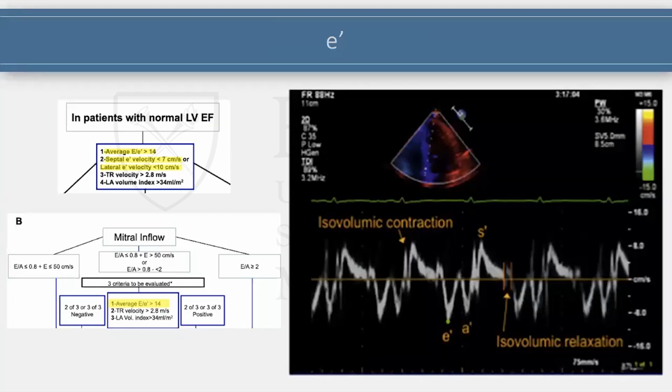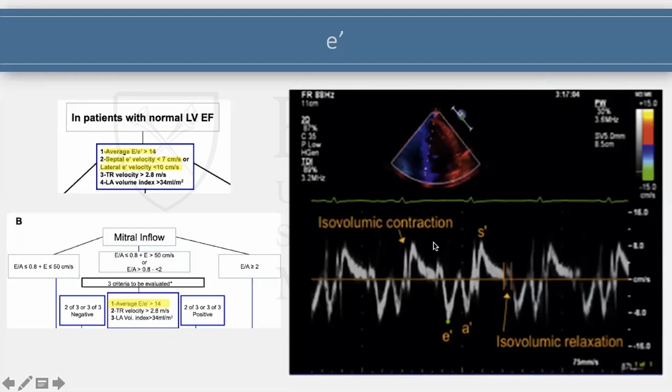So another one is E prime. Again, just quick review for people who haven't really done echo yet. What we can do is something called tissue Doppler. So instead of putting the pulse wave sample at a place where we're measuring blood flow, we're measuring tissue movement with the pulse wave Doppler. So we can put this at the hinge point of the mitral valve at the septal annulus, and we'll do the same at the lateral annulus, and we can look at movement of the myocardium.